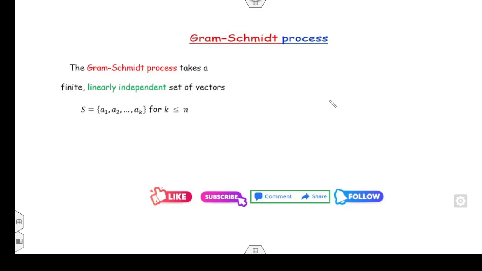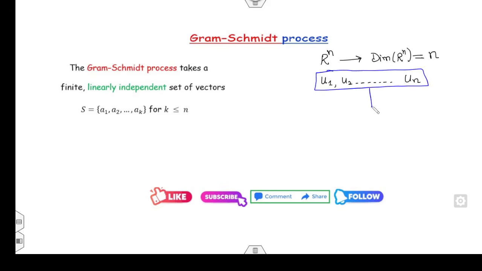What is the principle of the Gram Schmidt process? Consider, let's say, this is my R^n. Then what is the dimension of R^n? The dimension of R^n is n. That means you have n vectors, let's say u1, u2 up to un. Out of these n vectors, you find the number of the linearly independent vectors. So let's assume the linearly independent vectors are a1, a2 up to ak.